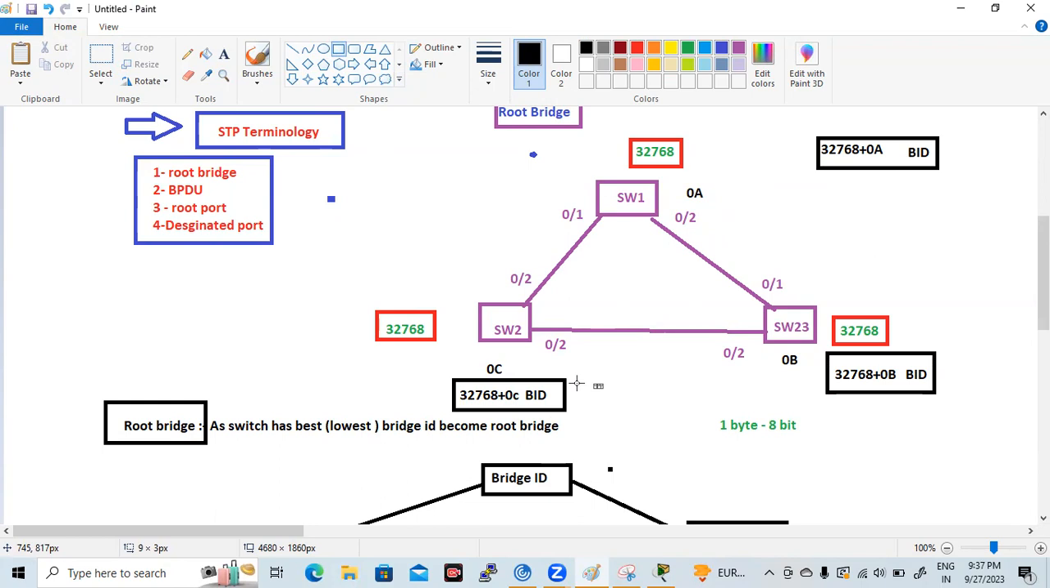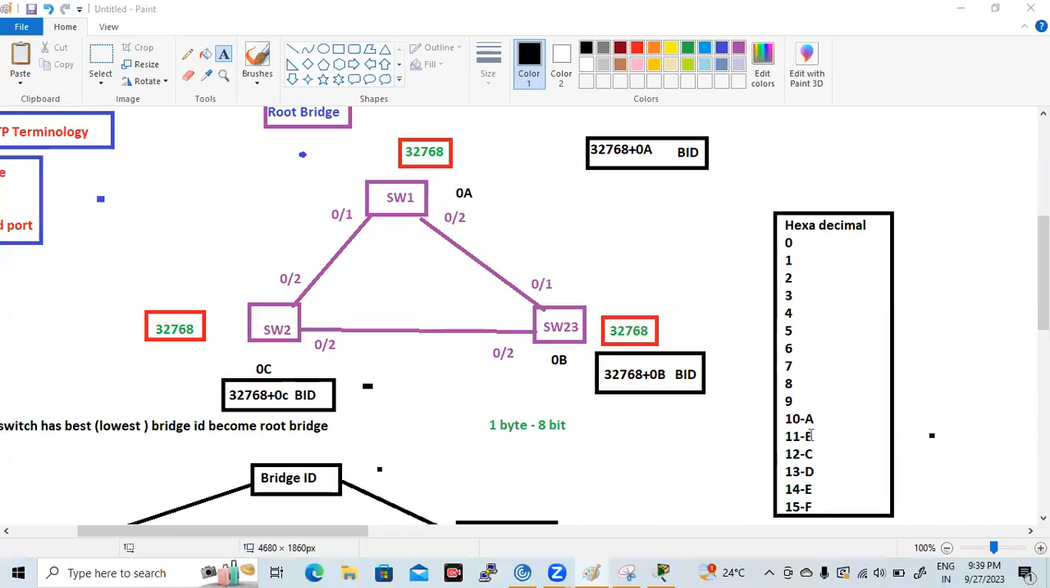Now, if you ask me which one is the root bridge, I'll say the lowest MAC address. I'll explain something. As per the hexadecimal number, this is the lowest. This is your lowest.